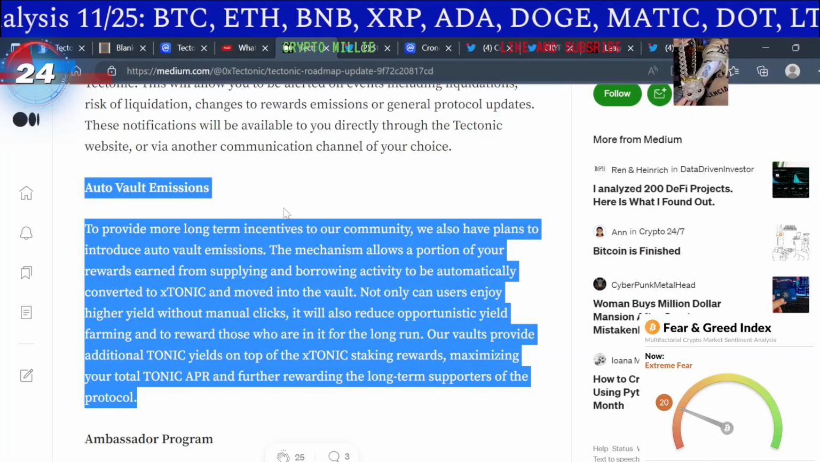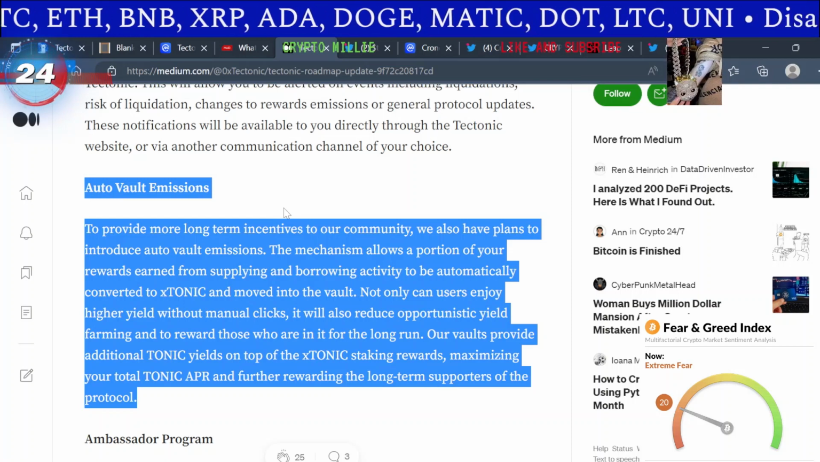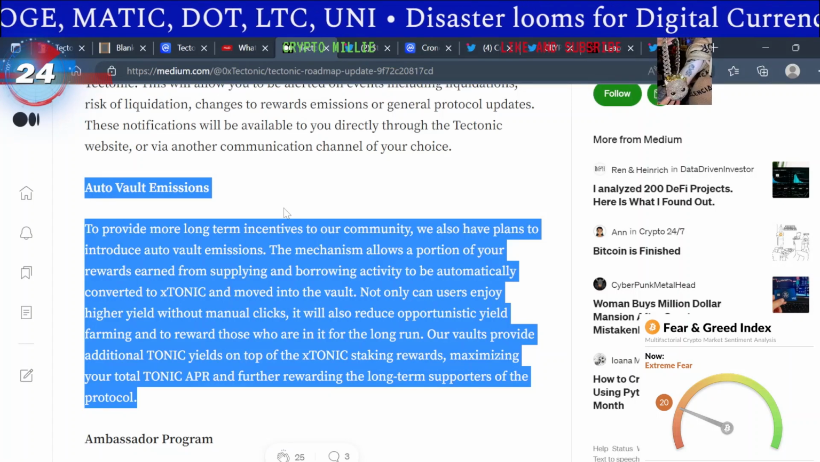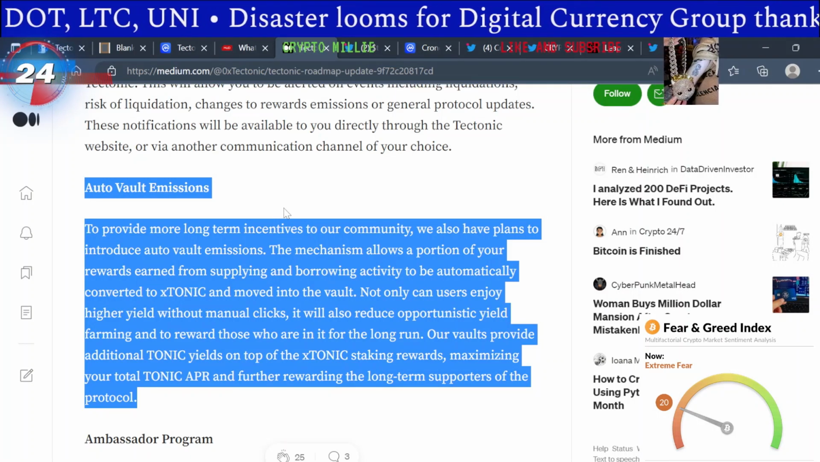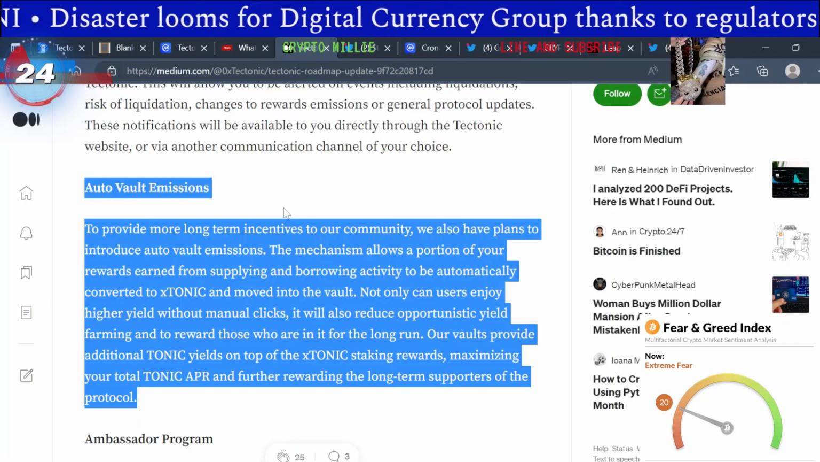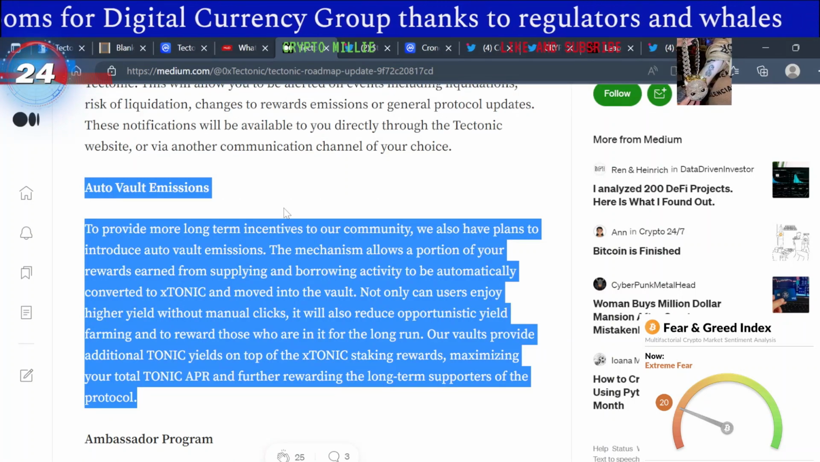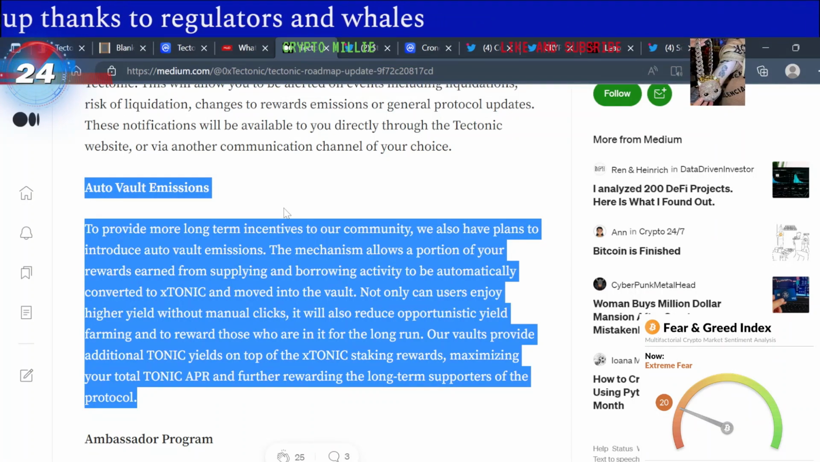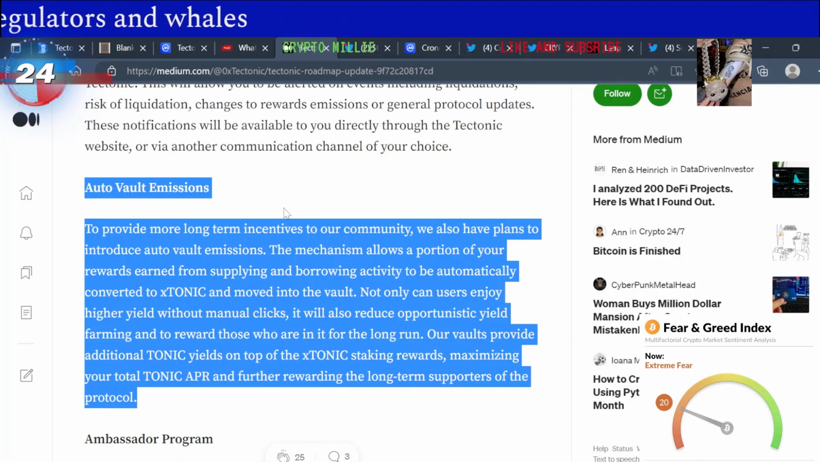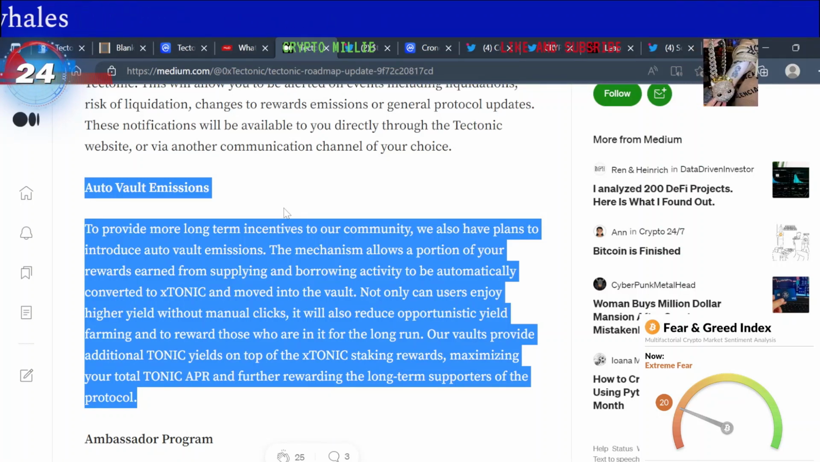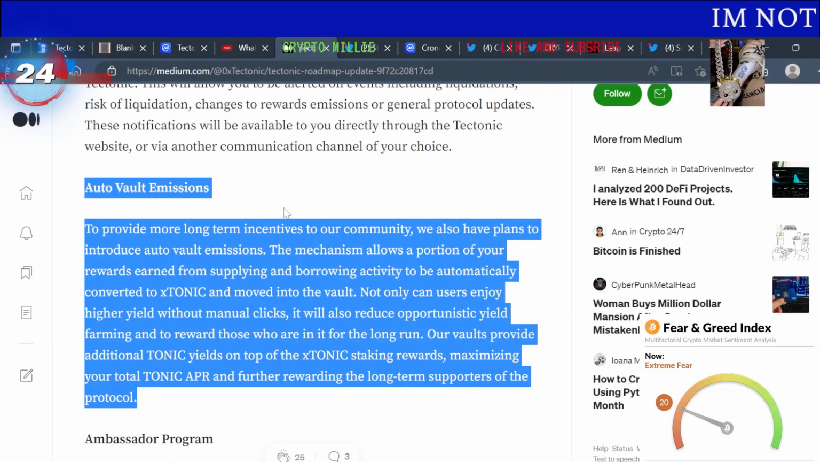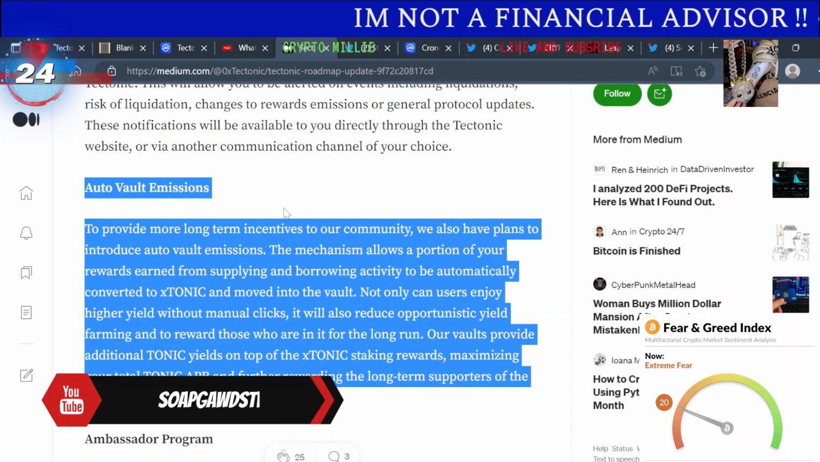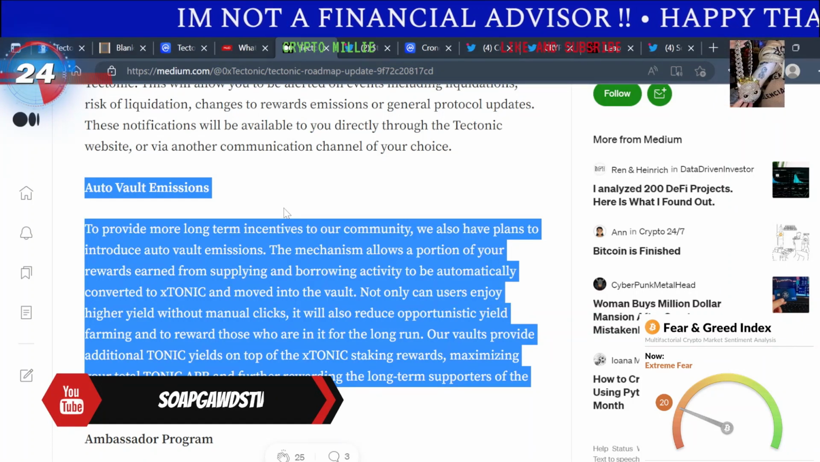Well, I took a look at the upcoming roadmap, and again, the TVL gives you a chance to award rewards to the community, and this is something they're also working on. It's called auto vault emissions, and this is what it is. It says, to provide more long-term incentives to the community, we also have plans to introduce auto vault emissions. The mechanism allows a portion of your rewards earned from supplying and borrowing activity to be automatically converted to LH and moved into the vault. Not only can users enjoy higher yield without manual clicks, it will also reduce opportunistic yield farming and reward those who are in it for the long run.